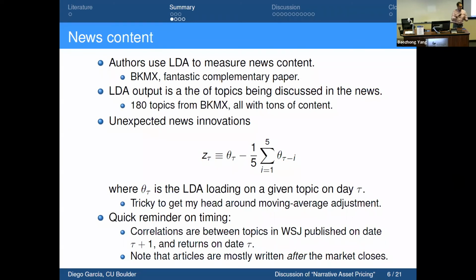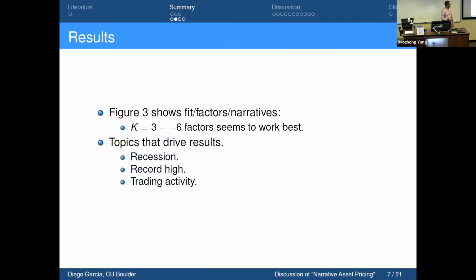And let's keep that in mind as we move through the discussion. It turns out that having 3 to 6 factors seems to work best. And at some level, the beauty or the curse of the paper is that there's not that many narratives that load. There's this recession narrative, there's a record narrative, then there's some stuff on trading activity and a few others, but those don't load that much.